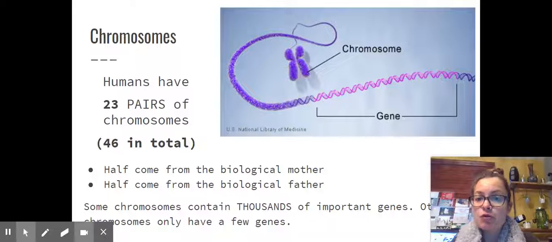We humans have 23 pairs of chromosomes. That's 46 in total. Half of the chromosomes come from our biological mother and half come from our biological father. So if I have 46 chromosomes in total, I got 23 from my mom, 23 from my dad. Some chromosomes contain thousands of important genes, while other chromosomes only have a few genes.